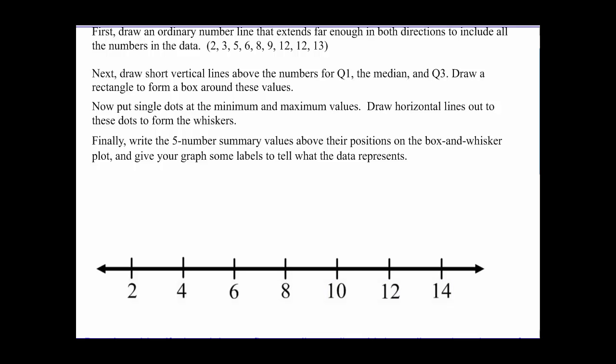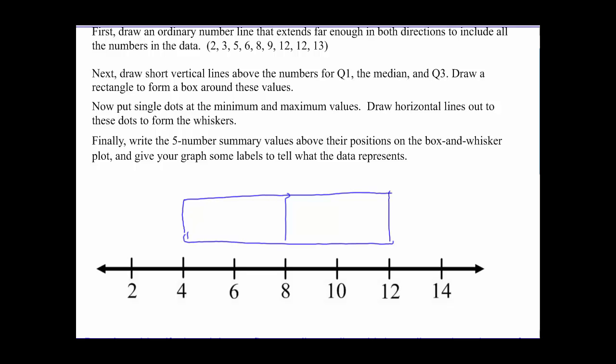The next thing we are going to do is draw short vertical lines above the numbers for Q1, median, and Q3. So at Q1, we had 4. At the median, we had 8. And at Q3, we had 12. Now we're going to connect these and draw a rectangular box that covers these 3 lines, so that we've created our box.